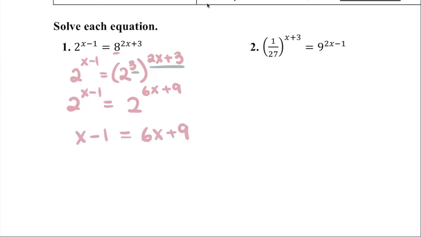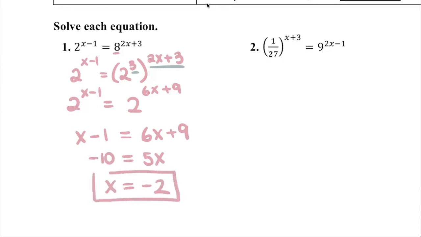Okay, subtract the x, and that gets me 5x. Subtract the 9, and that gets me negative 10. Divide the 5, and I get x is equal to negative 2. All right, and that is my final answer.